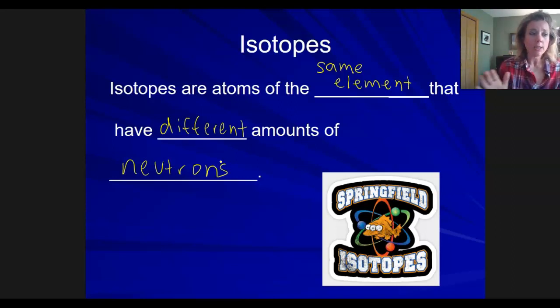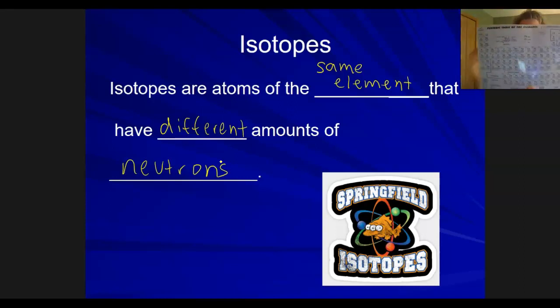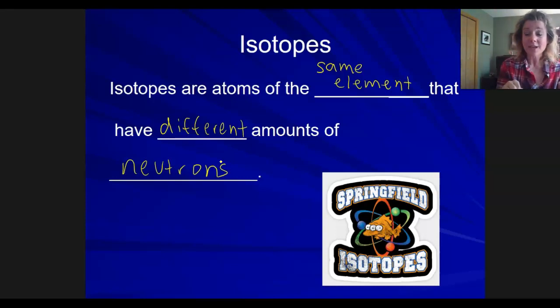So all atoms of gold have 79 protons, and all atoms of fluorine have 9 protons. If you change the number of protons in a nucleus, you have changed the identity of the atom. If you look at the periodic table, no two elements have the same atomic number. The atomic number defines the element. If you change the protons, then you have completely changed the element.